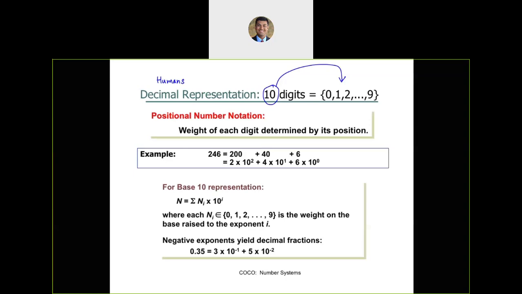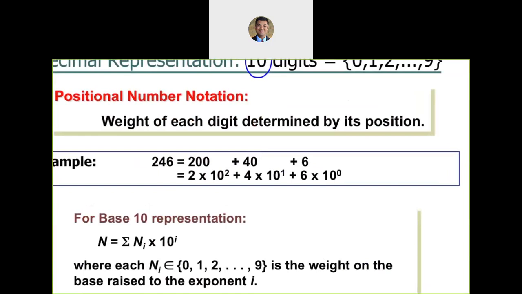Elementary school. If you have a number, for example, 246, all you need to do is take the number 2, multiply it by its weight. What is the weight? Well, it is 10 raised to 2 or 100. Similarly, for 4, it is going to be 4 times 10 raised to 1. And for 6, it is going to be 6 times 10 raised to 0.